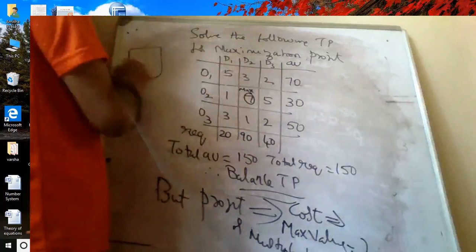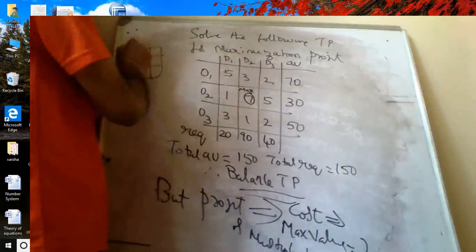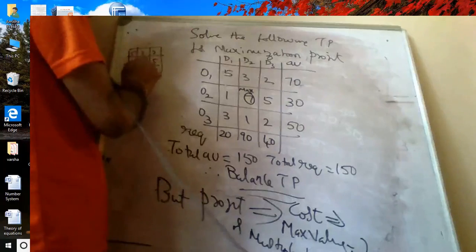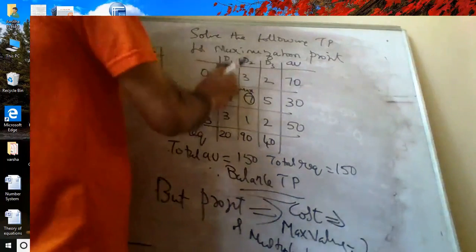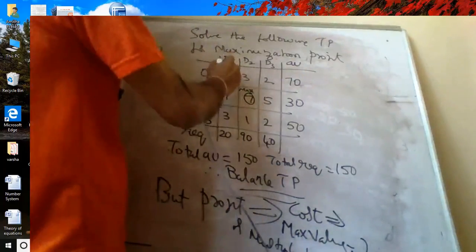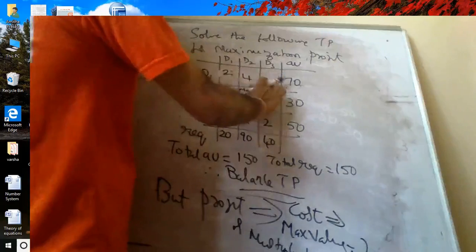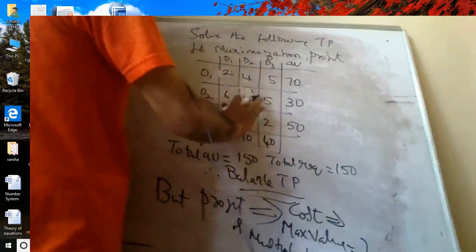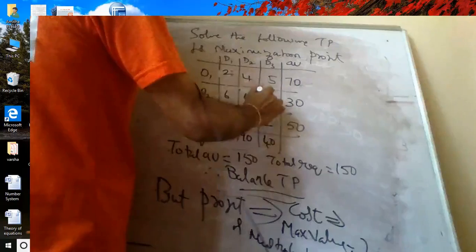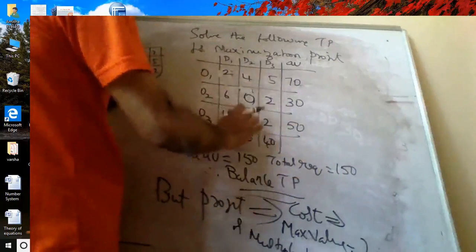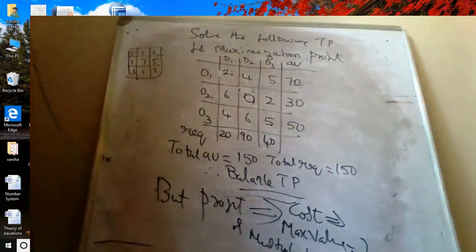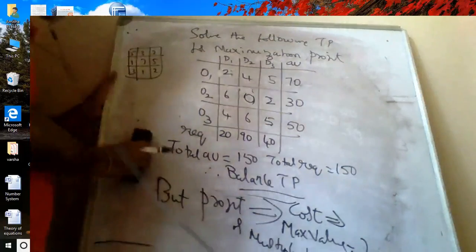I'll write the original problem here because I need it. So 7 minus 5 is 2, 4, 5, 6, 0, 2, 4, 6, 5. All of you are clear? Now apply VAM method. I hope you know how to apply VAM.